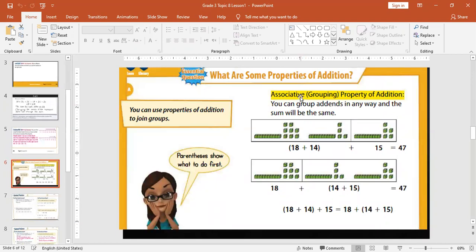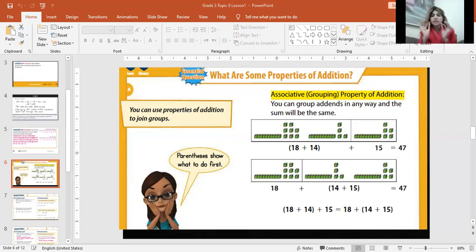So what are my properties? The properties of addition, we have associative property. What is associative property? Associative property of addition is that I can group addends in any way and the sum will be the same. And how is that? Here, if you see with me, I have 18, 14, and 15 equals 47 when we add them. If I change the numbers inside the brackets, instead of 18 plus 14, it will be 14 plus 15, the answer will be the same. So this is called associative property of addition. This is very important to know.